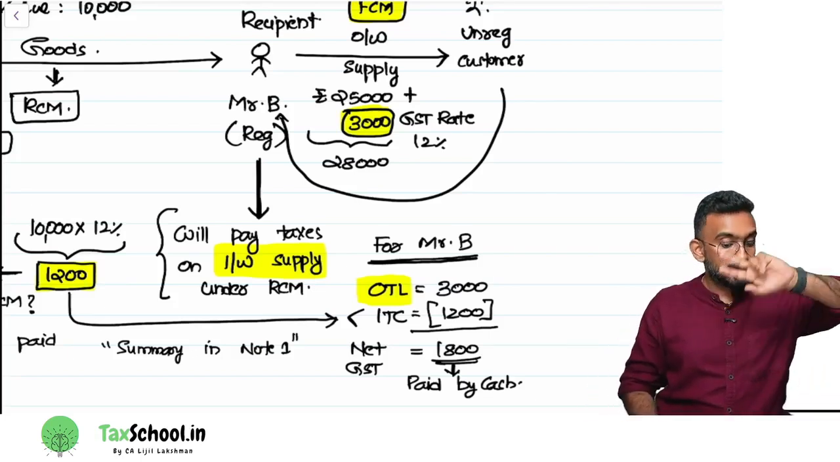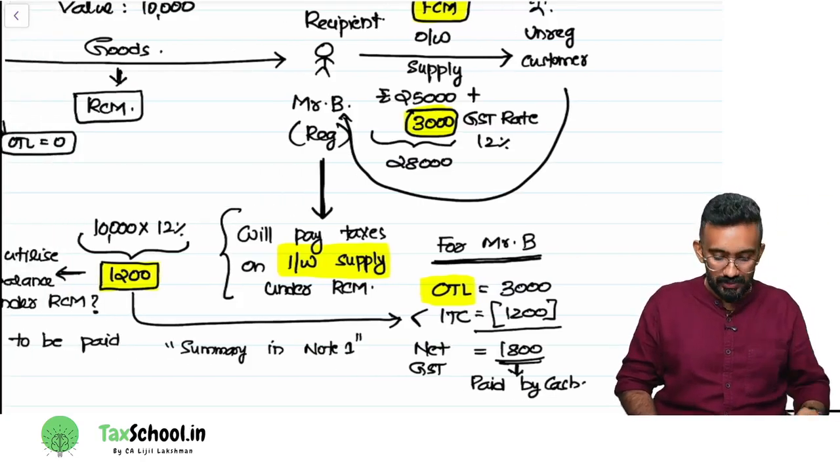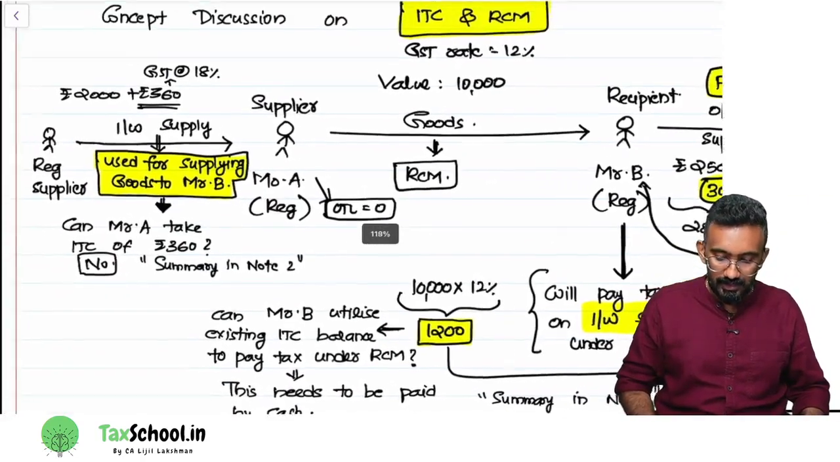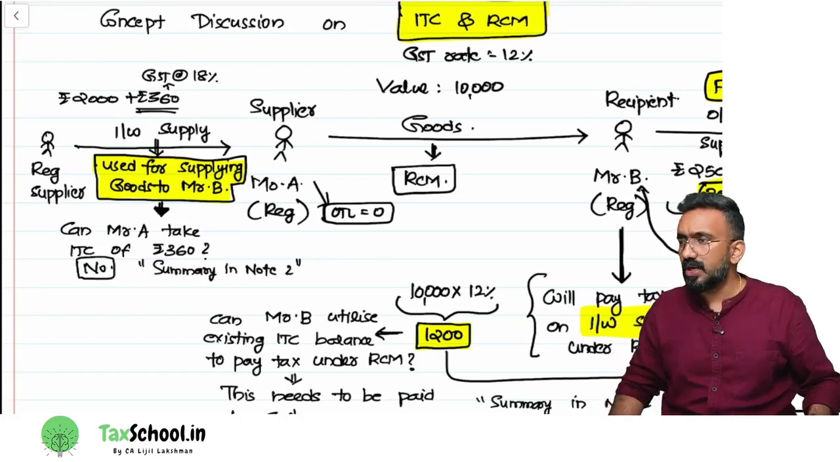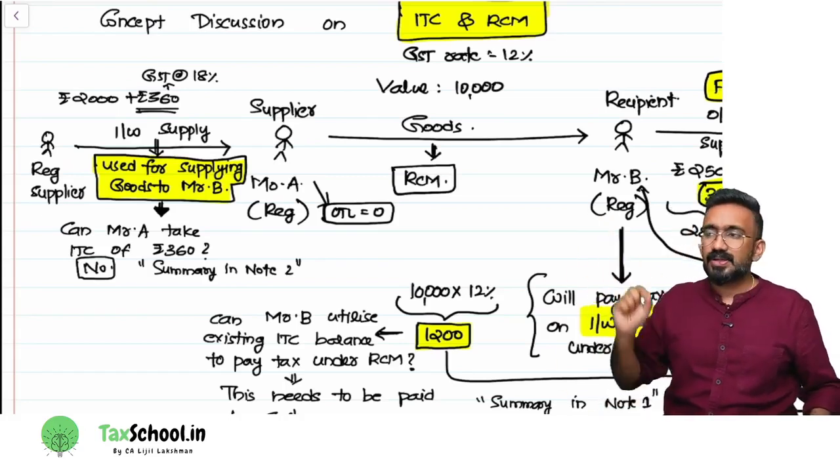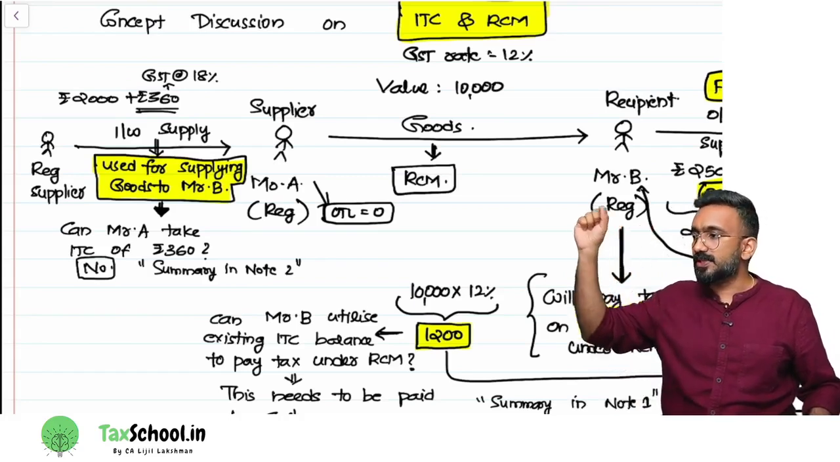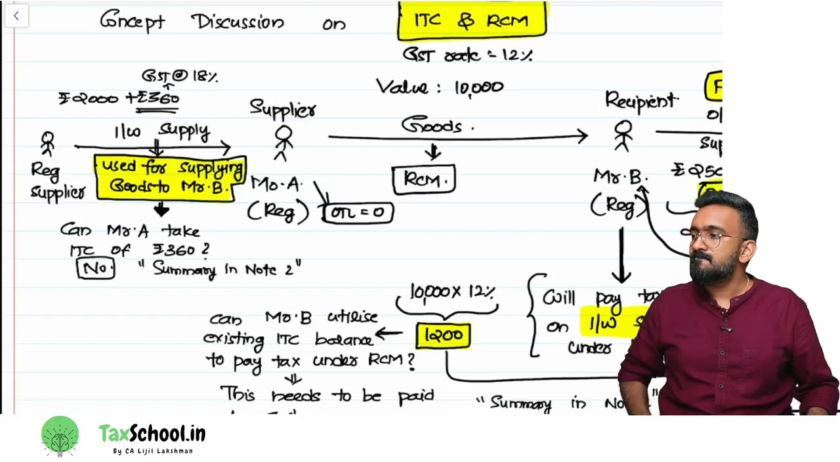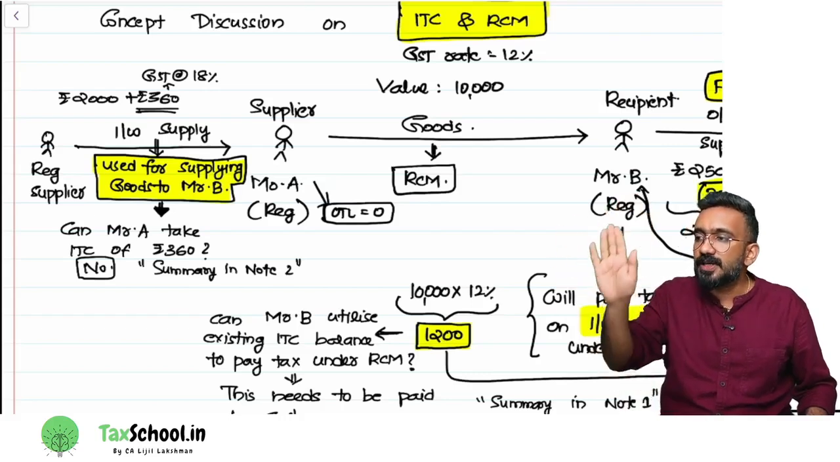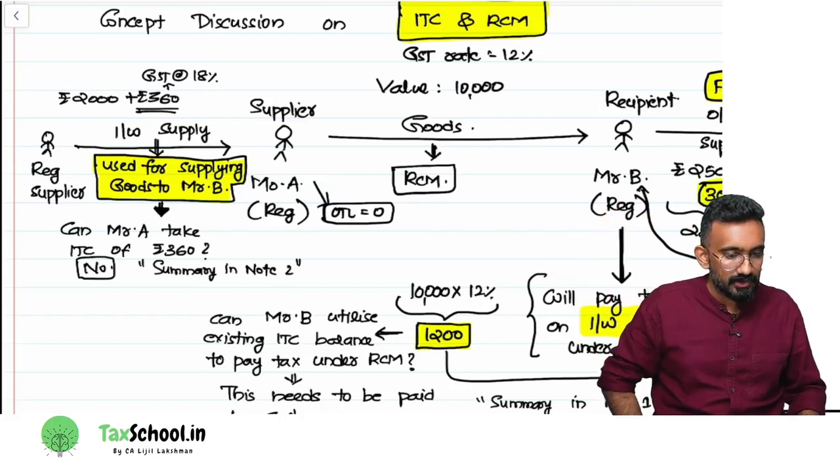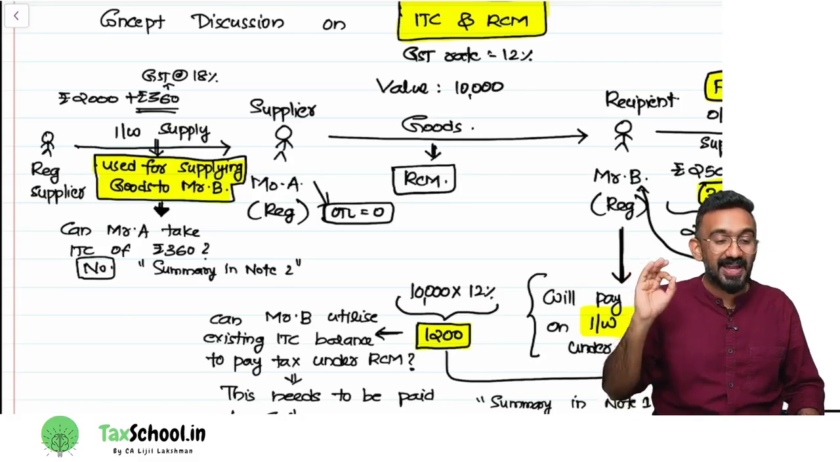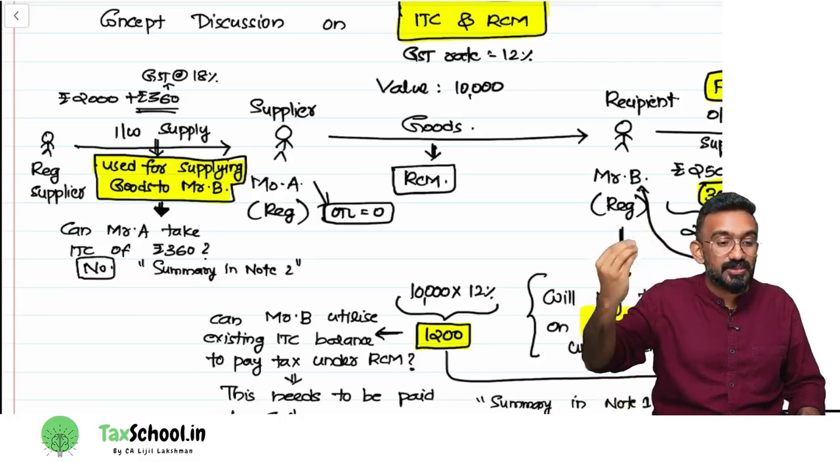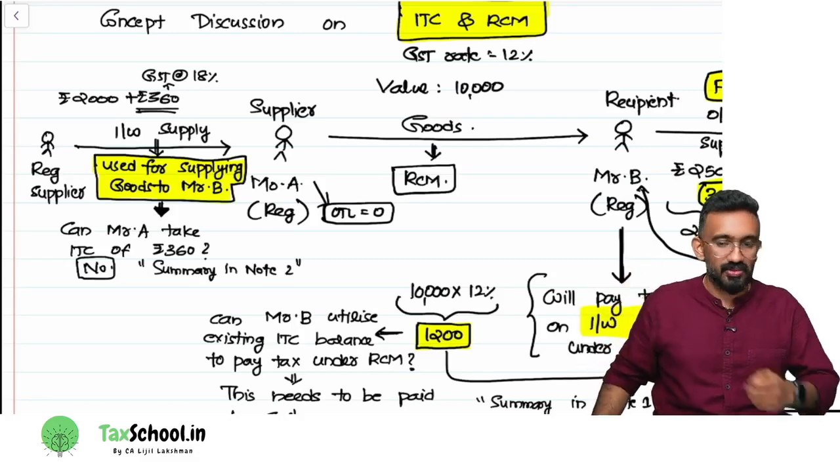Now, I'm going to go to Mr. A and then explain that part also. Very important. Look at Mr. A here. When Mr. A is making supply of goods to Mr. B, what is the outward tax liability for Mr. A? You want the answer on the chat box from online guys? What is outward tax liability of Mr. A? It is 0. Why? When Mr. A sold a product to Mr. B, Mr. B is paying tax under reverse charge. So A has 0 liability.